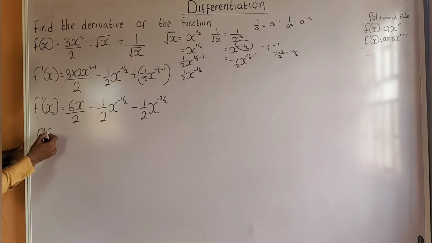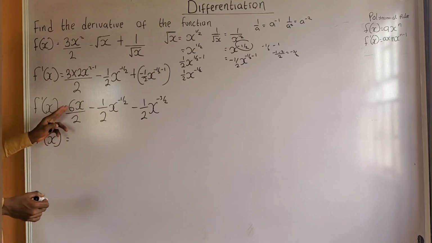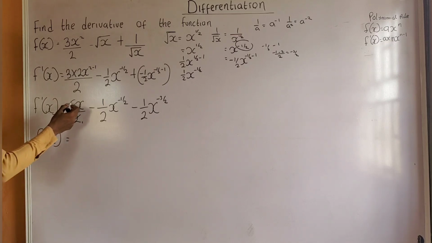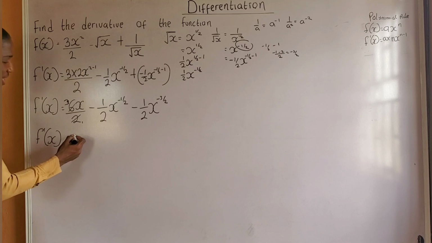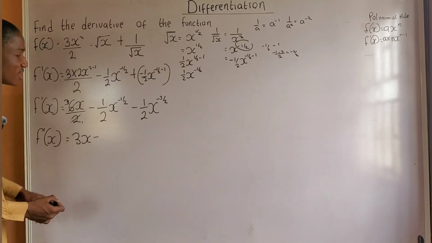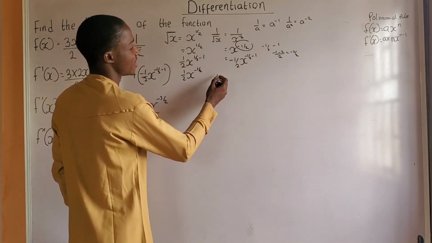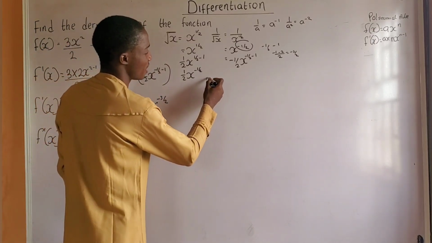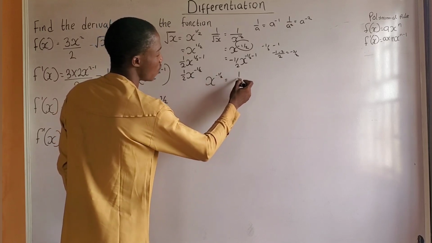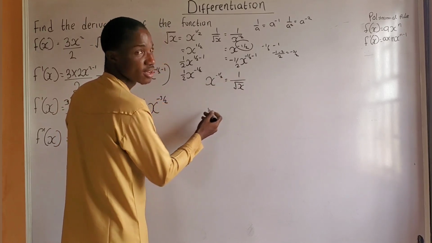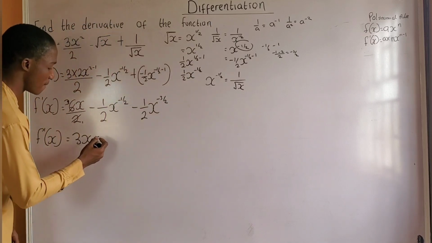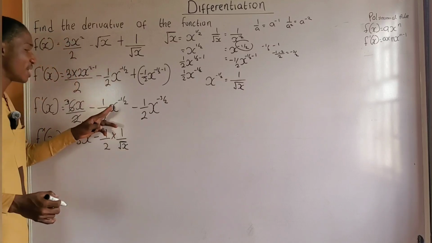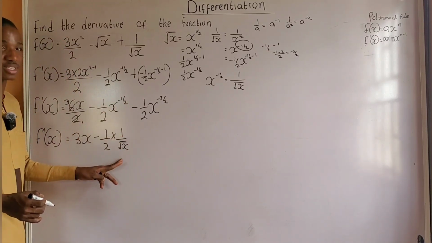We can still simplify further. The derivative of f(x) is equal to, now, 6x divided by 2. 6 divided by 2 will give us 3, so I'm going to have 3x. 3x minus, okay. Now, I just want to explain this. x raised to the power of negative 1/2 is equal to 1 over root of x. Do you understand? Are you getting it? So here, I'm going to have minus 1/2 multiplied by 1 over root of x, because x^(−1/2) is 1 over root of x, according to the law of indices.